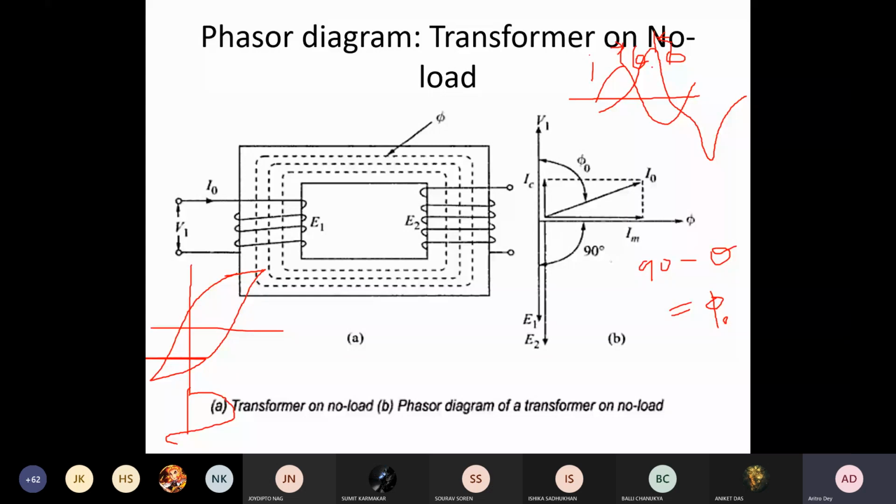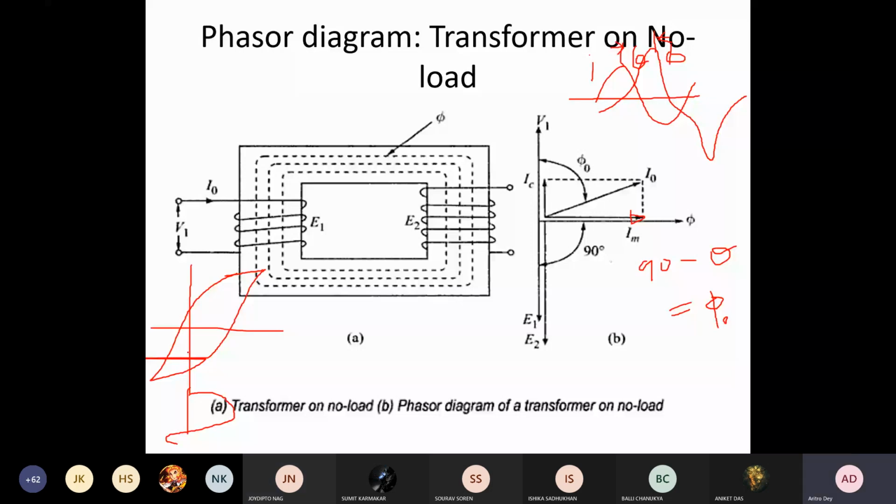Because of that, if you resolve this I0, you can resolve it into two terms. One is the magnetizing component, so this Im is your magnetizing component, which is I0 sin phi 0, and your I0 cos phi 0 is your IC, which is your core loss component, which is in phase with your V1. Can you follow this? Any doubt here? Is it okay to you, how we are getting this angle? Yes, sir. Okay, fine.